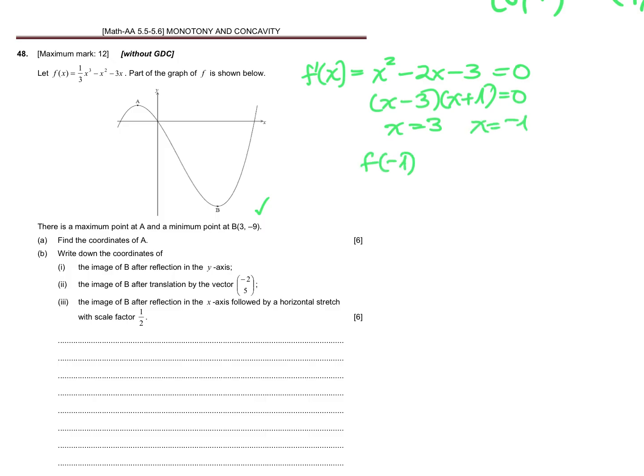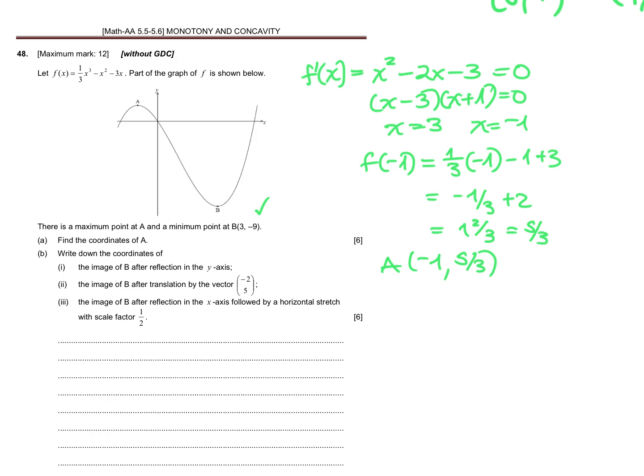So if we sub in negative 1 to the f function, we've got 1/3 times negative 1 cubed, which is negative 1, minus negative 1 squared, which is 1, and then minus 3 times negative 1 is plus 3. So negative 1/3 plus 2, so we have 1 and 2/3, or 5/3. Okay, so that is going to be A.